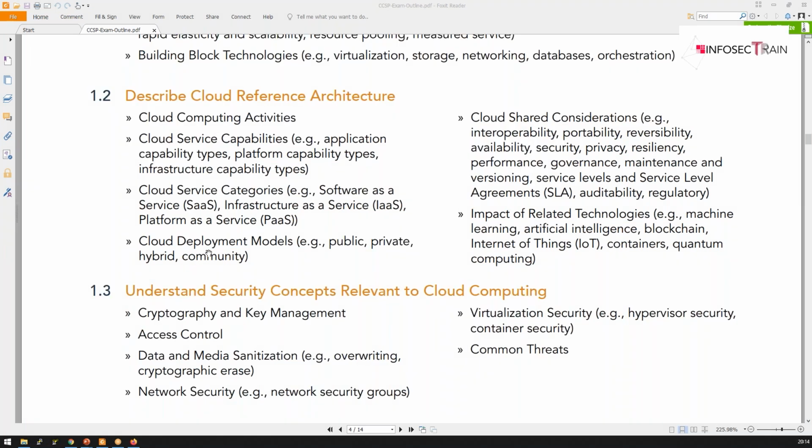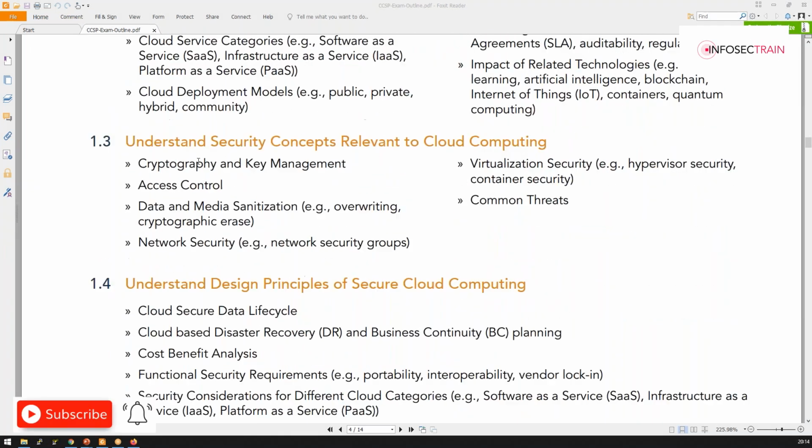The next one is: understand security concepts relevant to cloud computing. The primary thing we have to understand is cryptography and key management. I will tell you that this is one of the most important topics we have to understand. Cryptography and key management. It's a super important topic for us.